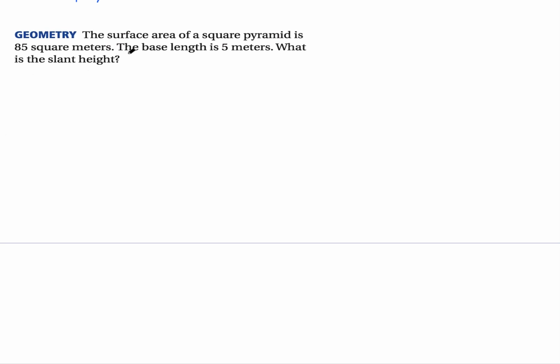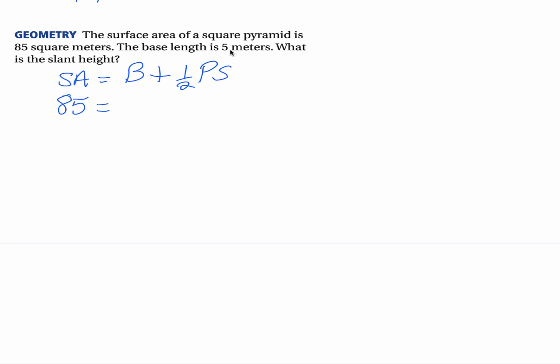Now, as always, they can give you the surface area and ask you to find the slanted height. So this question states, the surface area of a square pyramid is 85 square meters. The base length is 5 meters. What is the slanted height? So again, we have SA equals the area of the base plus a half times the perimeter of the base multiplied by the slanted height. So we know that the surface area is 85.